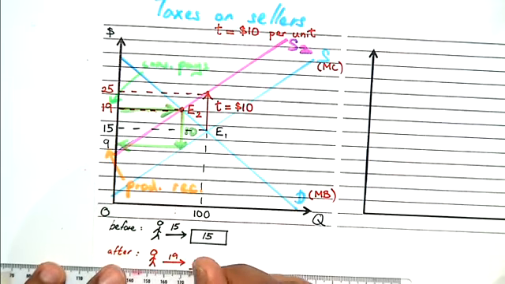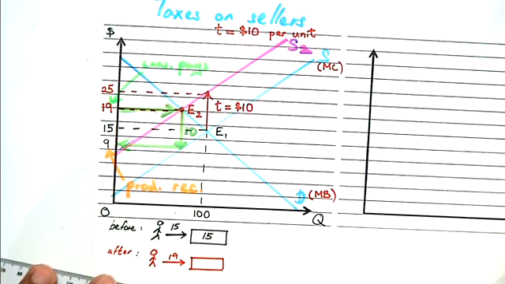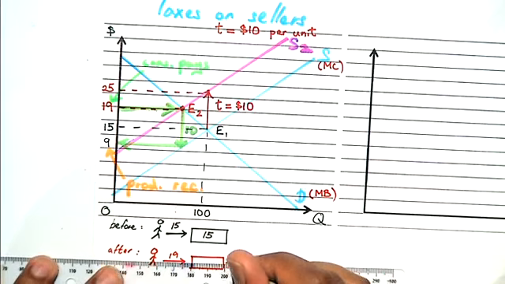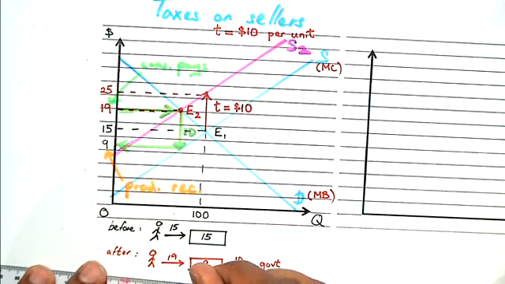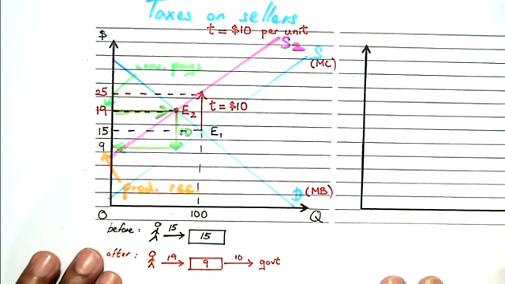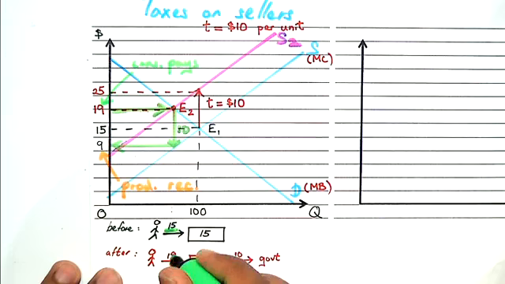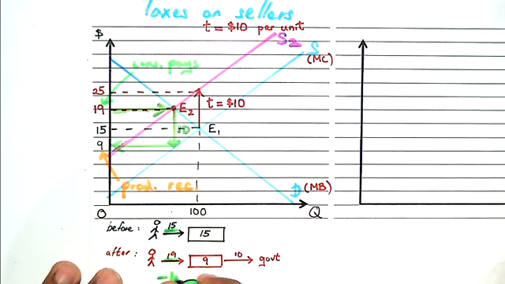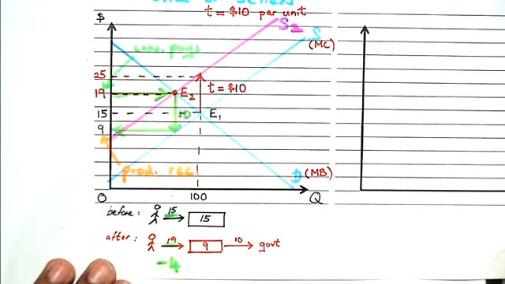Can the store keep the entire 19? No. They've got to give $10 to the government. So how much is the store left with? Only 9. How much have you lost as a consumer? You have lost $4. How much has the producer lost?